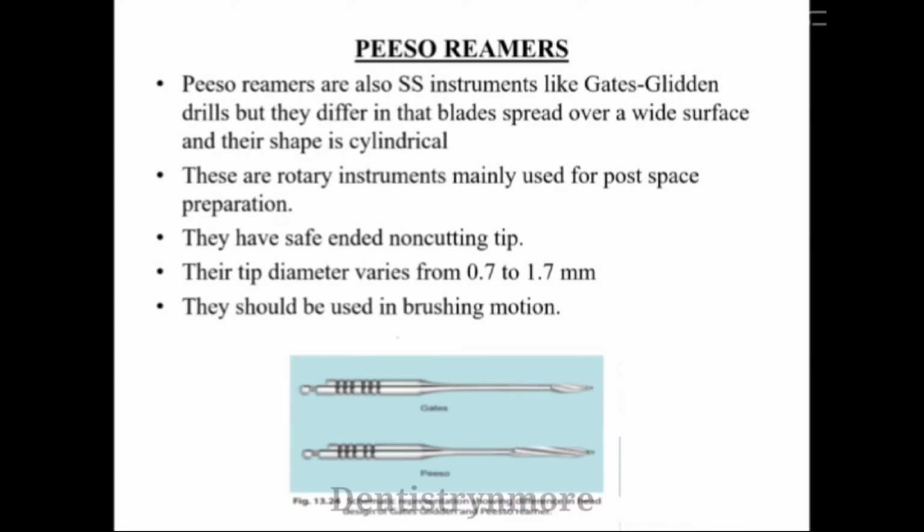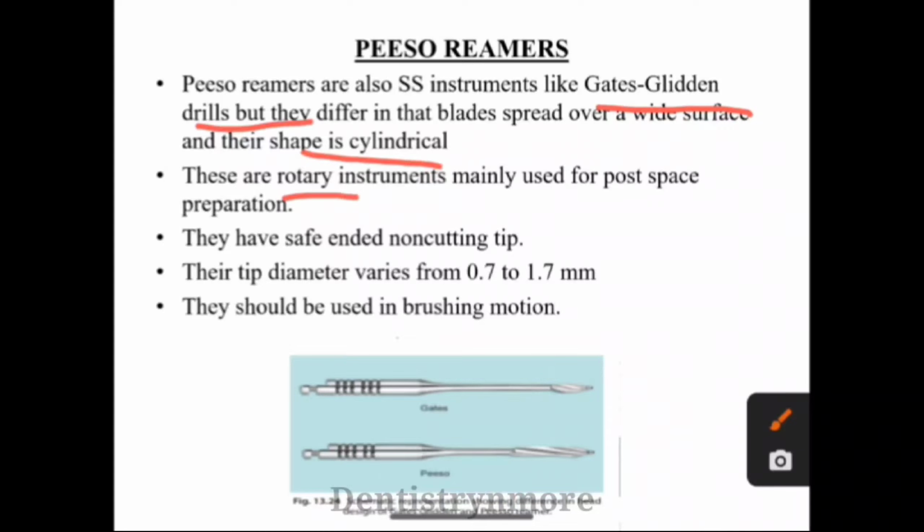Next one is piezo reamers. It is similar to the Gates Glidden drills, but it is different in that the blades are spread over a wide surface and the shape is cylindrical. So these are rotary instruments that are mainly used for post space preparation, and the tip diameter is 0.7 to 1.7 mm, and it is usually used in a brushing motion. In the figure you can see a representation showing the difference in head designs of the piezo reamers and Gates Glidden drills.